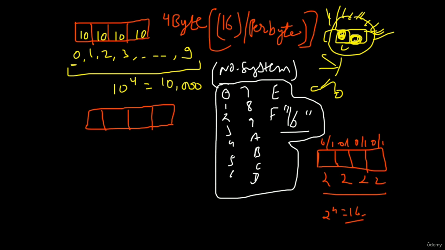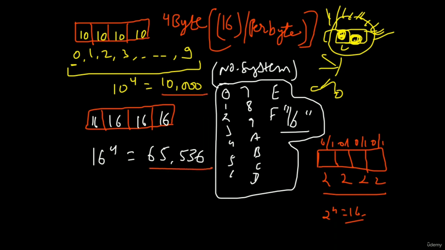So let's see the difference. Now it is having 16 possible combinations, 16, 16, and 16. So 16 to the power 4 is actually 65,536. Now this is the massive difference. We are gaining 55,536 possible combinations with the same space, the space in terms of bits and bytes that is physically getting stored in our system, compared to if we use the decimal number system. And this is the most efficient system.